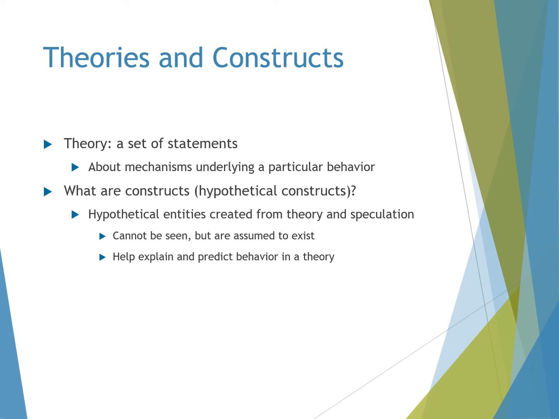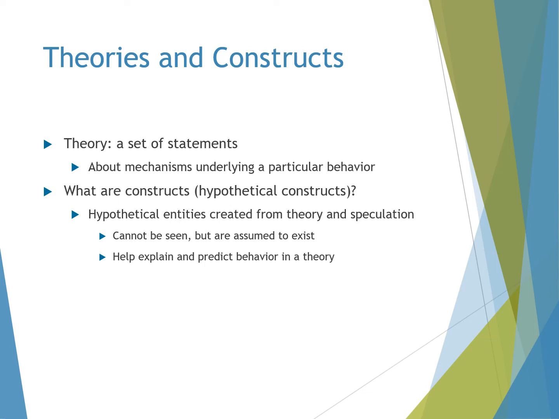One thing that helps frame how we address this is our theories and our constructs. A theory helps organize and unify observations about a behavior in relationship to other variables. A theory is a set of statements about a mechanism underlying a particular behavior, so it should help generate predictions about a behavior. The constructs, sometimes called hypothetical constructs, are the attributes or mechanisms that explain or predict behavior. So the construct is kind of the idea in psychological theories to explain whatever behavior or mental process we're studying.